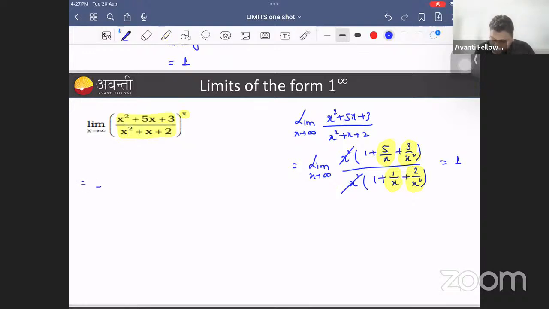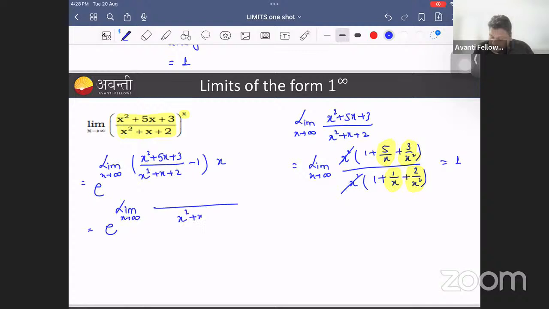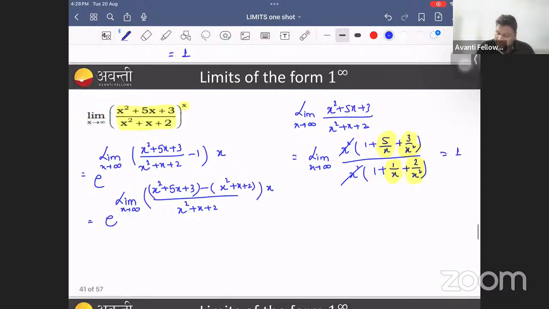So how do we do it? e to the power limit x approaches infinity of (f(x) minus 1) into g(x). That means x square plus 5x plus 3 upon x square plus x plus 2, minus 1, into x. So this is e to the power limit x approaches infinity. If I take LCM, I'll get x square plus x plus 2 in the denominator, and in the numerator x square plus 5x plus 3 minus (x square plus x plus 2), into x.